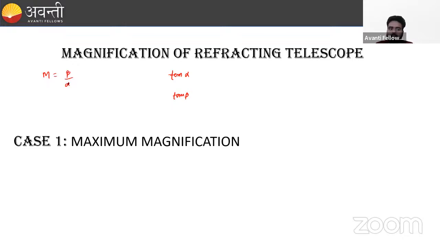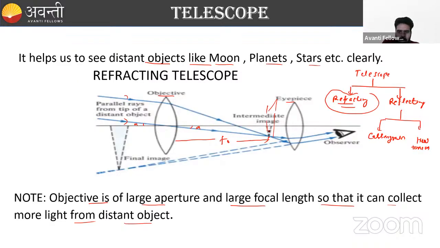Here alpha is not the angle when the object is placed at D, because it is not possible to place the moon at D. So alpha is the angle subtended by the object when we see the object. In the previous case, we can say this angle is alpha. If we consider that this is A, B, then tan alpha is nothing but A dash B dash. This is inverted, so we can say minus A dash B dash, and this distance is f naught.